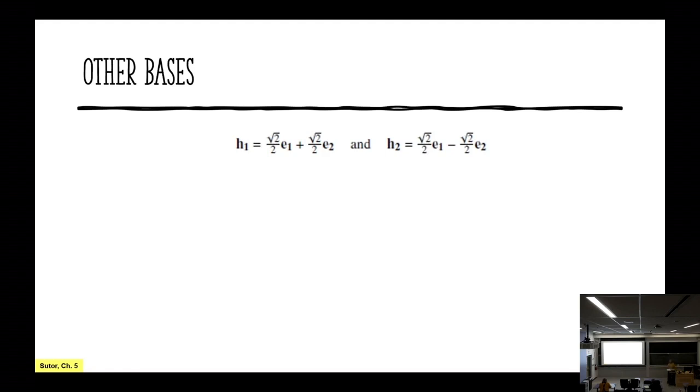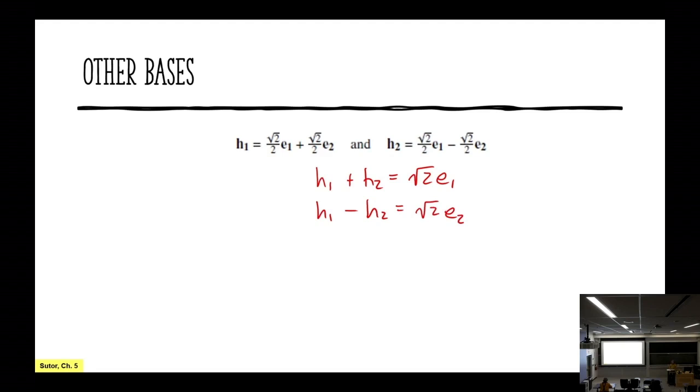So other pairs have this same linear independence property. For example, here I have H1, which I've expressed as square root of 2 over 2 times E1 plus square root of 2 over 2 times E2. And I have a vector H2, which is expressed as square root of 2 over 2 times E1 minus square root of 2 over 2 times E2. Here, H1 plus H2 is equal to the square root of 2 times E1, and H1 minus H2 is equal to the square root of 2 times E2.